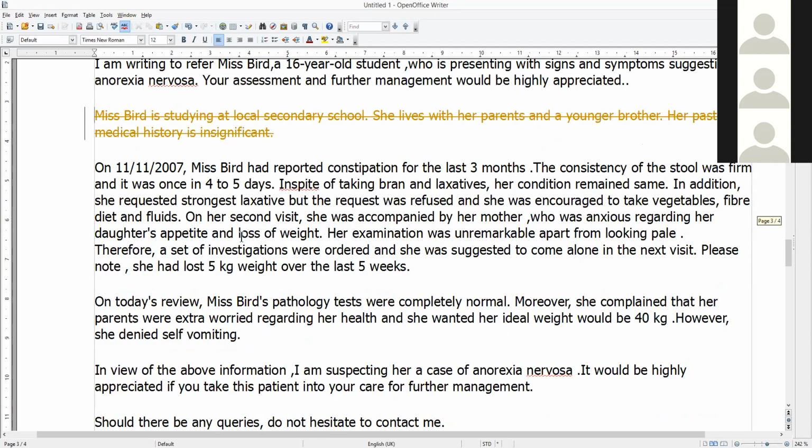So Miss Bird had reported constipation. Why would you use past perfect here? Why is it past perfect? Miss Bird is living with a nuclear family. It doesn't make a lot of difference. I wouldn't include it anyway. A nuclear family, nobody uses that expression anyway.